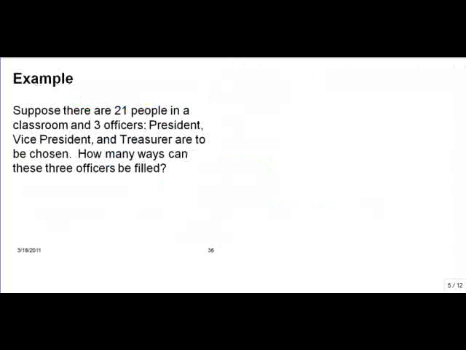So the next topic in permutations I would like to take a look at is, suppose that there are 21 people in a classroom and 3 officers, that is a president, a vice president, and a treasurer, are to be chosen. How many ways can these officers be filled? So again, we have to ask ourselves, does order matter? Again, on these types of questions, that is the first question you want to ask yourself.